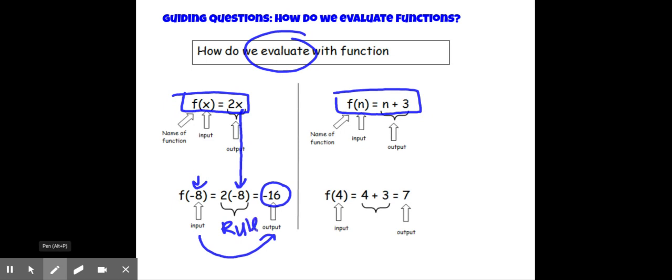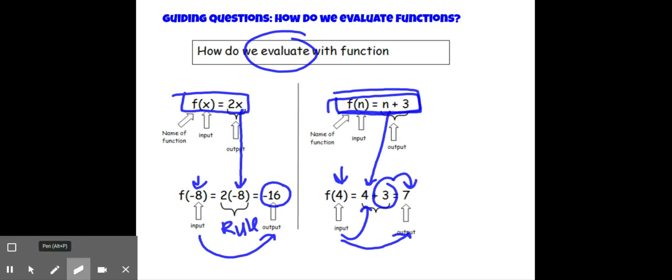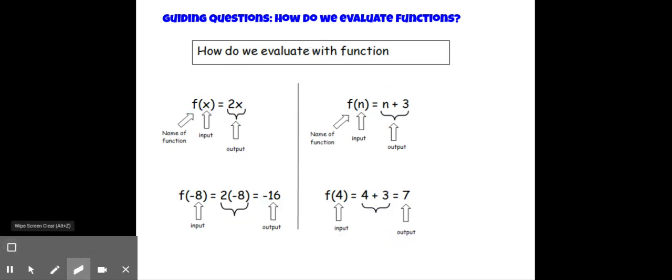Same thing happens over here. I have f of n equals n plus 3. What if I want to find f of 4? That just means input 4 into the function, and for n, add 3 to it. And what do I get out? I get 7. So the input's 4, the output's 7. Okay? So copy this down if you don't have it already, and we're going to practice one on our own. So flip it over.